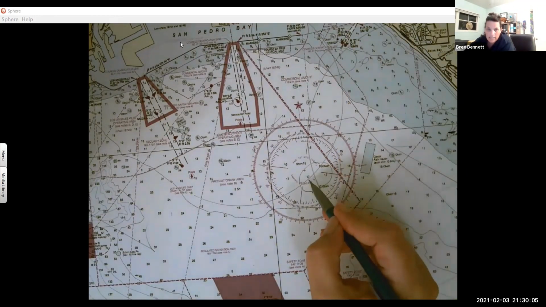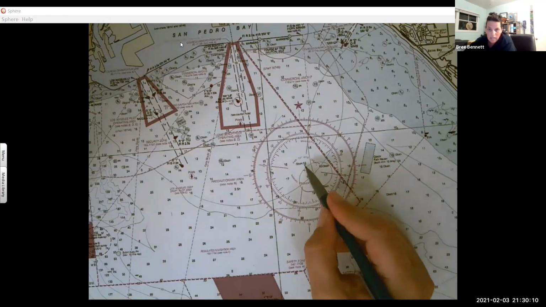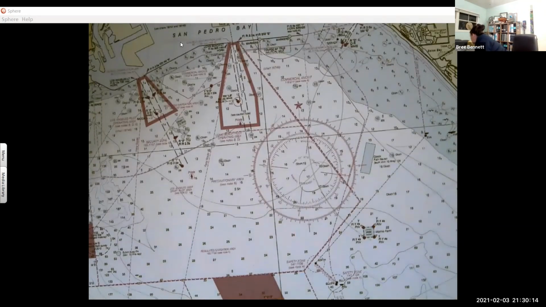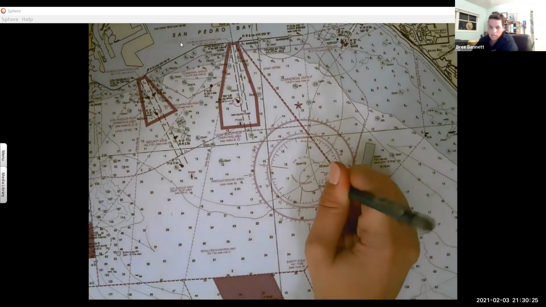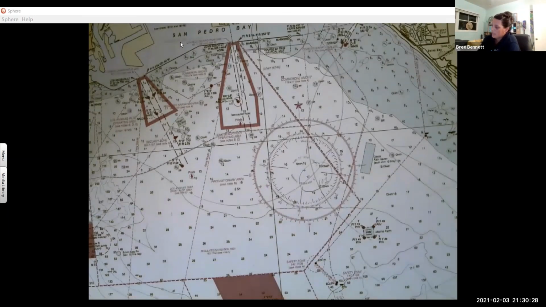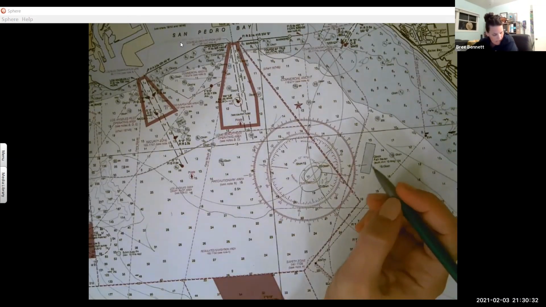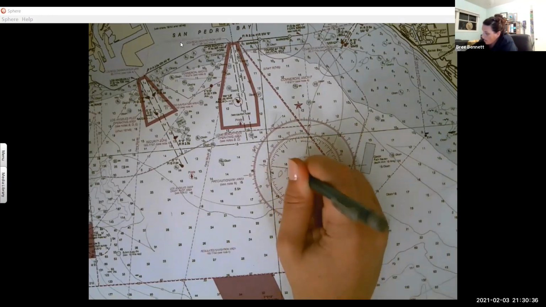Here, I'm pretty close to that 17. Here's a 15, 17, 15. So let's see what 17 is. 17 is 102. So I'm going to say this is where I am at 9:45.